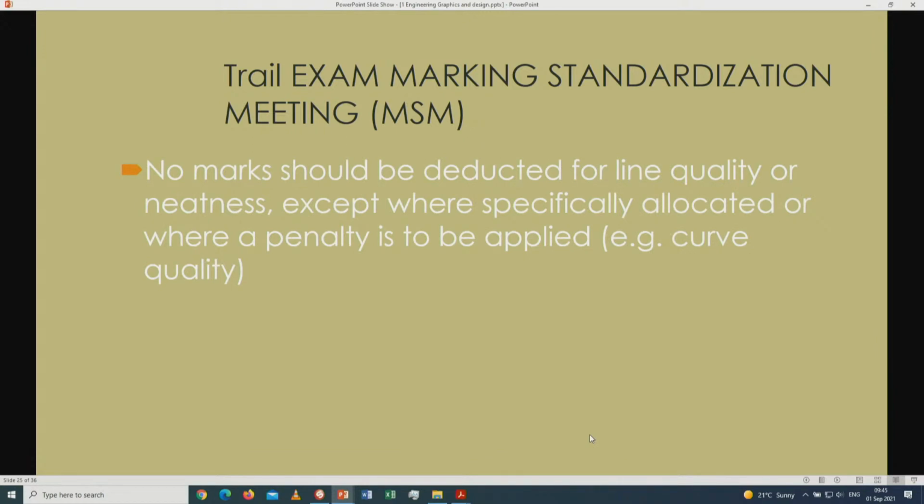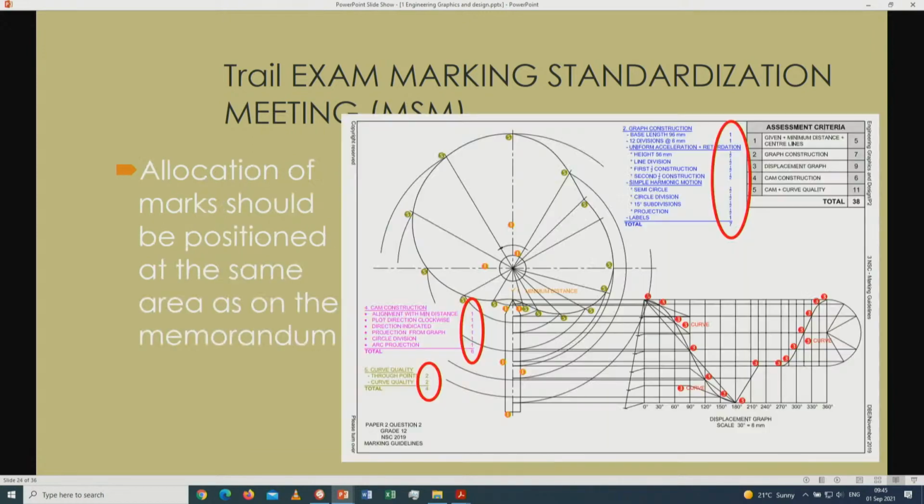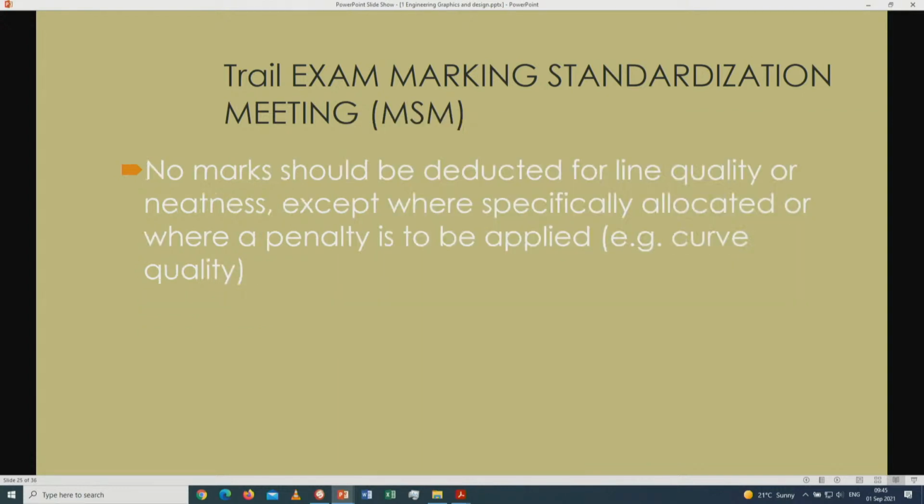Right, that's also applicable to the perspective drawings and those types of things, and so on, when you have to do any of those. No mark should be deducted for line quality or neatness, except where a penalty is specifically allocated, for the curve, for instance, and so on.